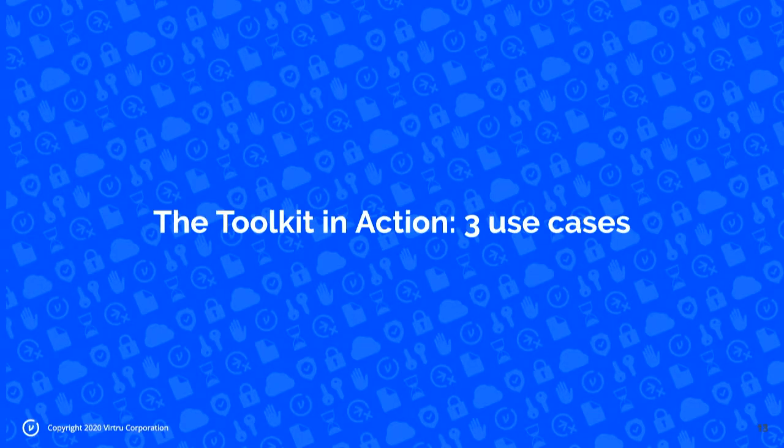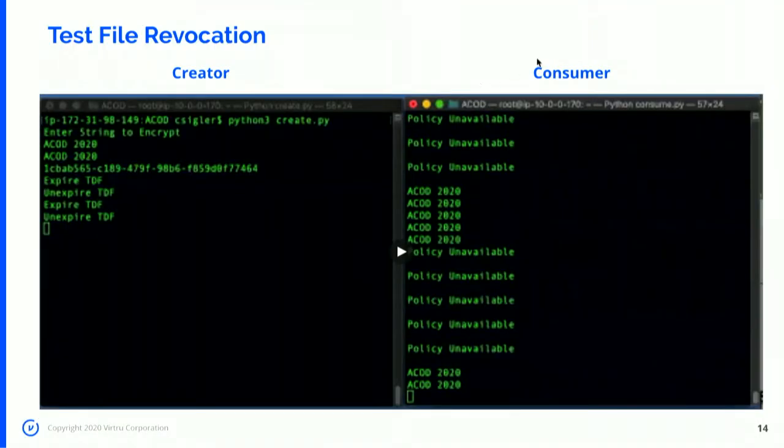So, okay, let's go straight to the use cases. This is a very simple use case, and I hope you guys can see it. Basically, on the left is the creator, and it's going to create a TDF out of a text string that I entered, in this case, ACOD 2020, and that's going to print it out to screen. It's going to encrypt it, and that's going to be the policy ID that gets printed out to screen. And then it's going to loop through and revoke it and unrevoke it, expire, unexpire. And then on the right side, I have a different user that's just going to keep trying to access the data over and over again. So you'll see what happens.